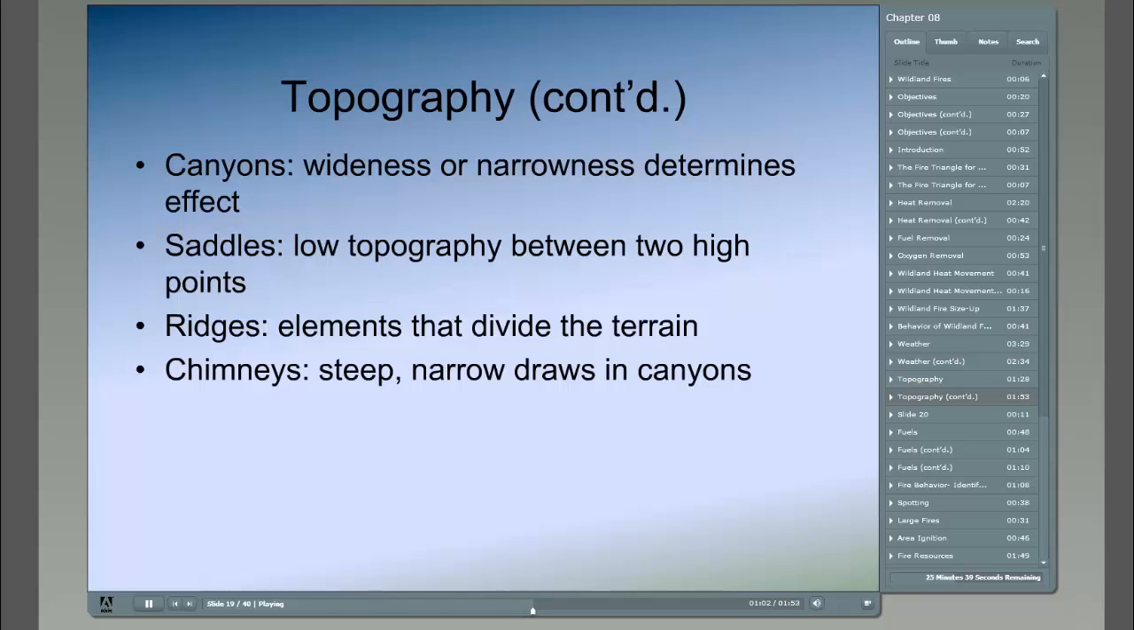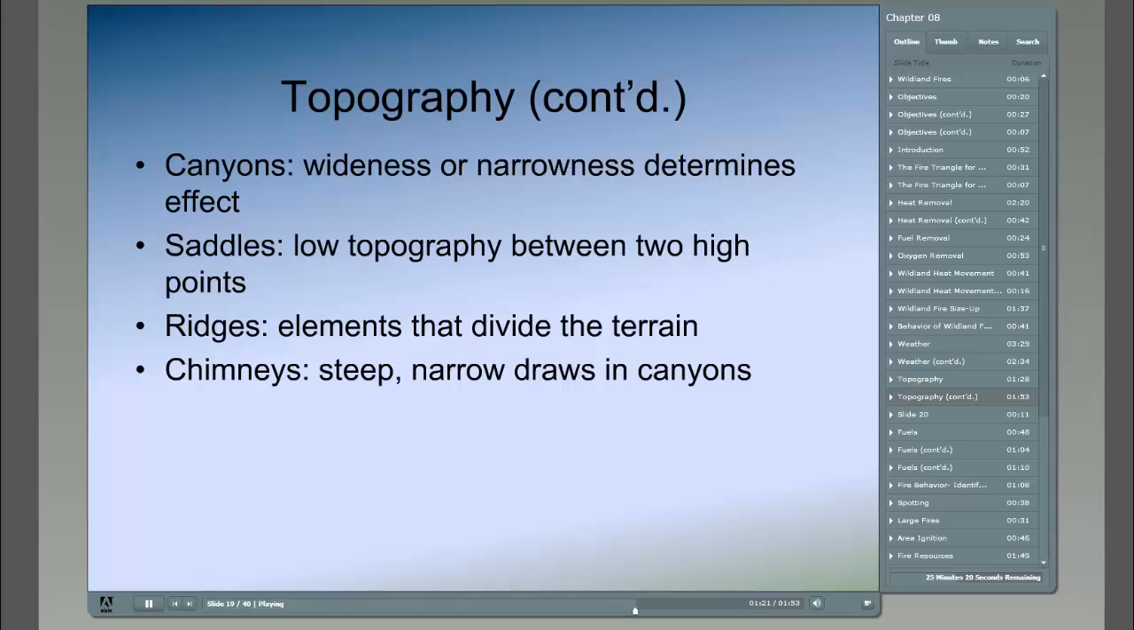Ridges may not only divide the terrain, but they also have different wind conditions on each side. This is especially true along coastal regions, where weather patterns are changing due to the temperature difference between cooler air from the ocean and warmer air from the heated land areas.